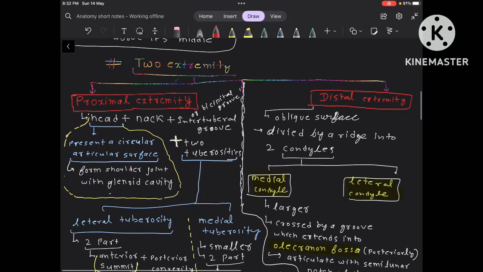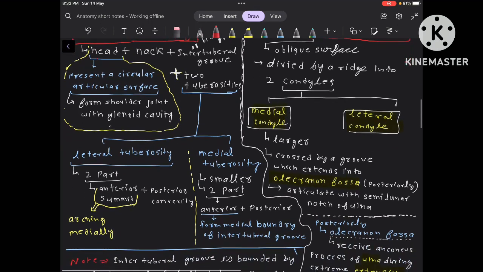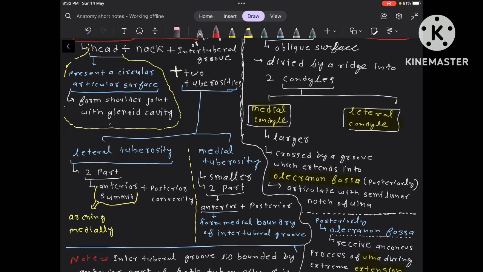Now we talk about the two extremities of the humerus. The first one is the proximal extremity, the second one is the distal extremity. The proximal extremity has a head, neck, intertuberal groove or bicipital groove, and two tuberosities. The head presents a circular articular surface to form the shoulder joint with the glenoid cavity of the scapula. The two tuberosities are the lateral tuberosity and the medial tuberosity.